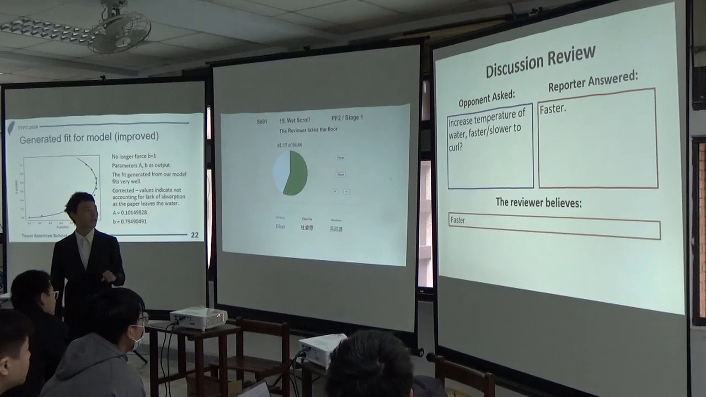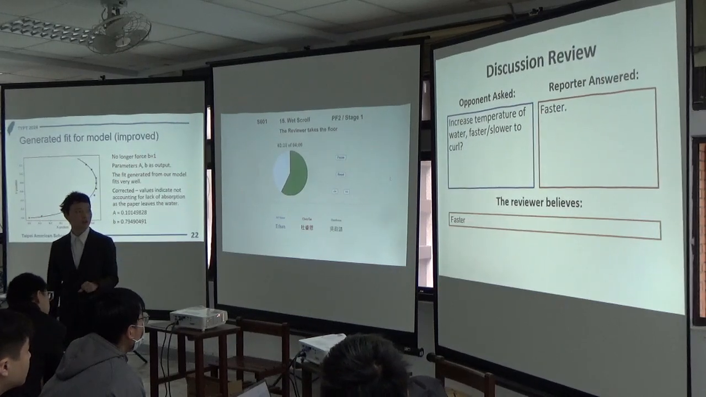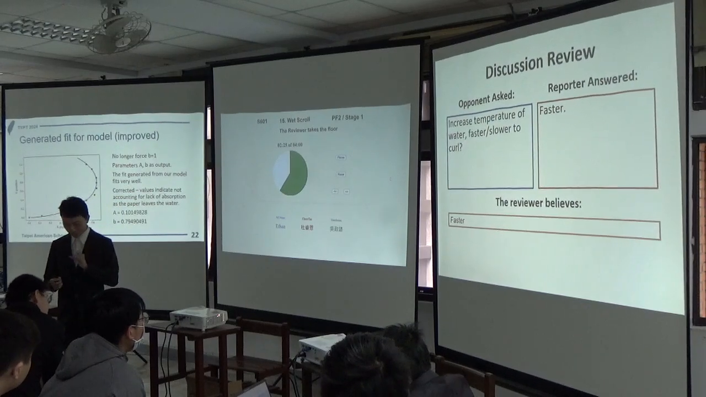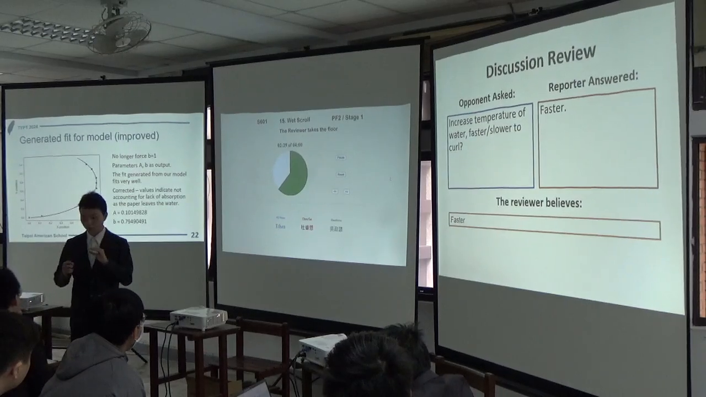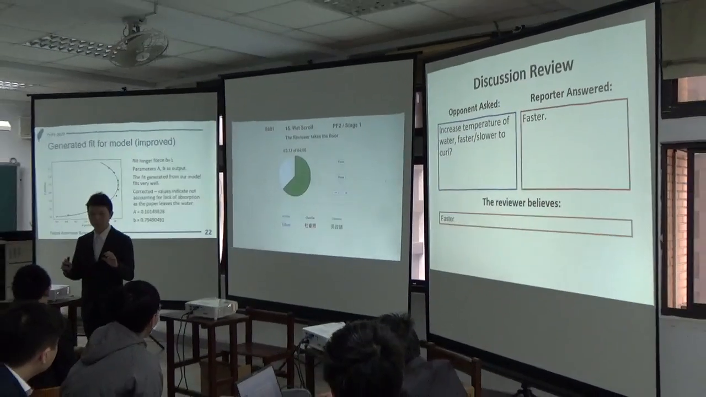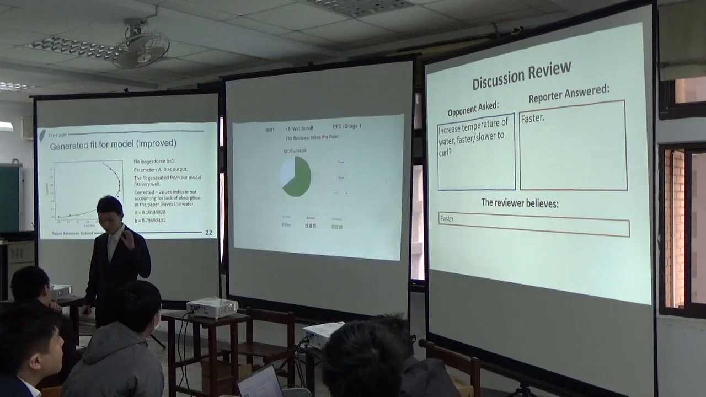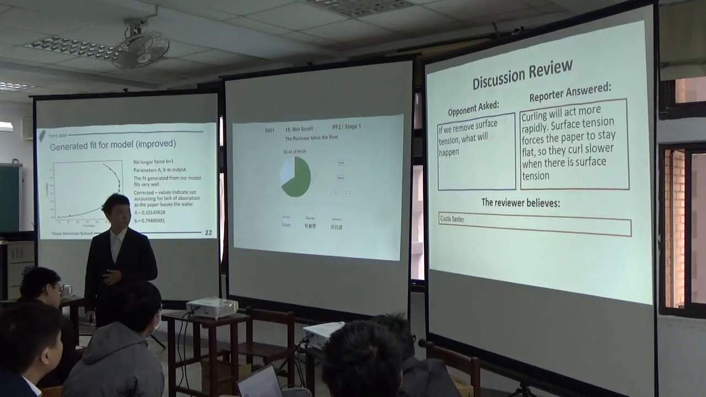The opponent asked, if we increase the temperature of the water, would it curl faster or slower? We agree with the reporter that it's faster because of capillary force. When the temperature is higher, the water gets more easily to the top side of the whole piece of tracing paper. So we think the starting of the curling would be faster, and the overall speed would be faster.